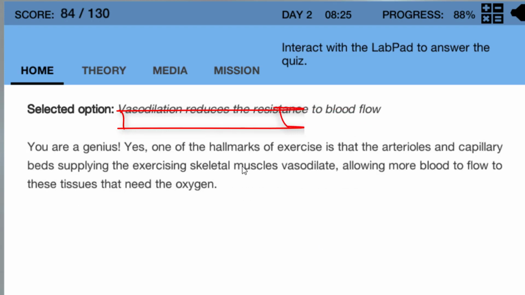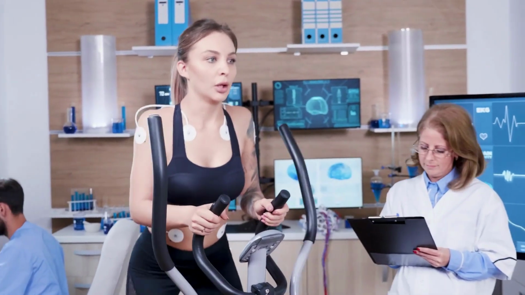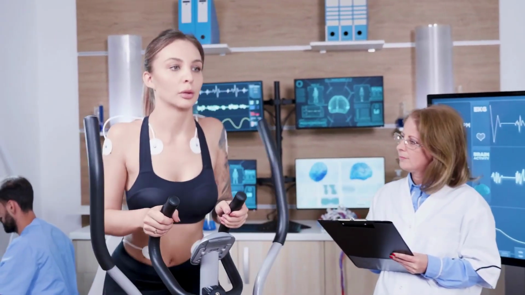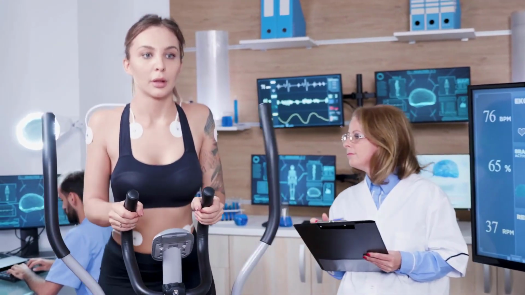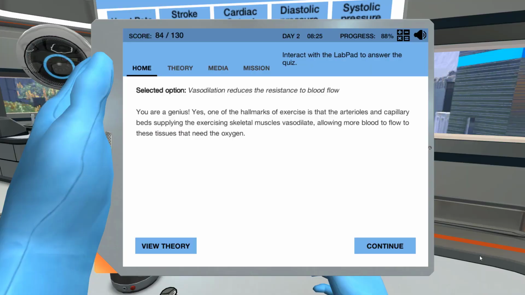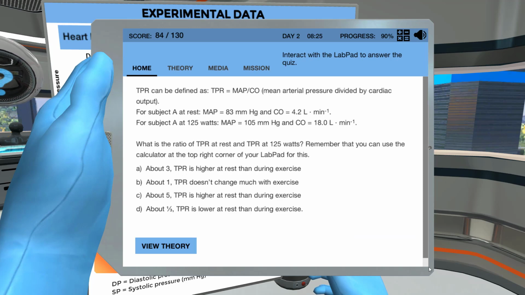Yes, one of the hallmarks of exercise is that the arterioles and capillary beds supplying the exercising skeletal muscles vasodilate, allowing more blood to flow to these tissues that need the oxygen. The increase in systemic vasodilation causes a decrease in the total peripheral resistance of the circulatory system. TPR can be defined as TPR equals mean arterial pressure divided by cardiac output.